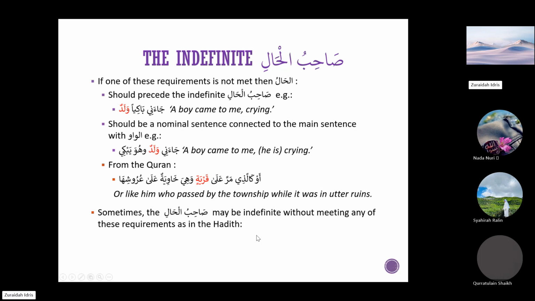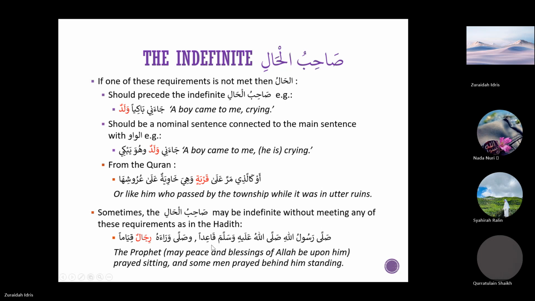So if either of these conditions are not met, then we have a case in the hadith that we're looking at. We have rijalun qiyaman. Rijal is nakira. And we said that if this is to be hal, the sahibul hal had to be ma'rifah. But no, in this case, it's still nakira. But there is an exception here to the rule. Alhamdulillah.